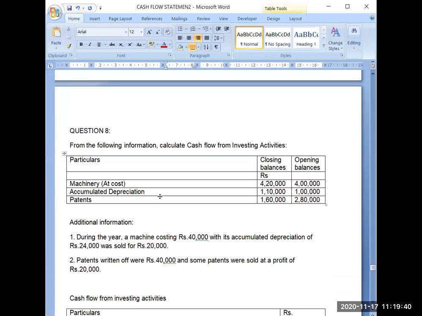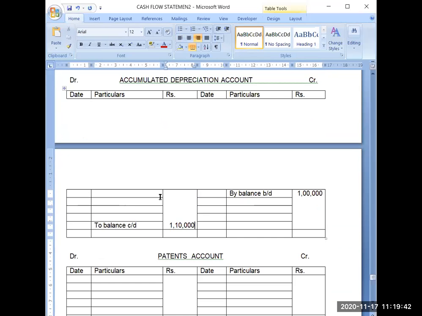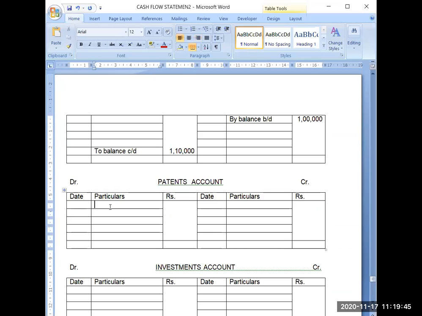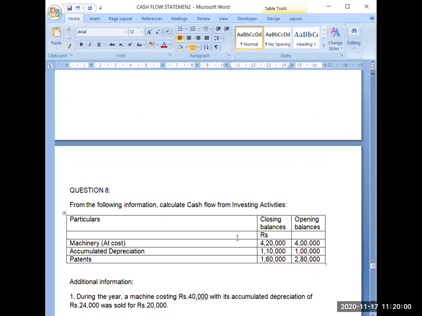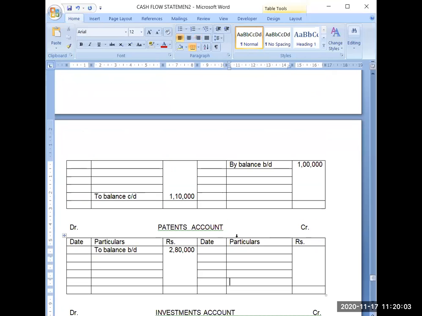Then in patents account, opening balance is 2,80,000. Its balance will also be a debit balance. To balance brought down 2,80,000. And its closing balance will be 1,60,000. By balance carried down 1,60,000.